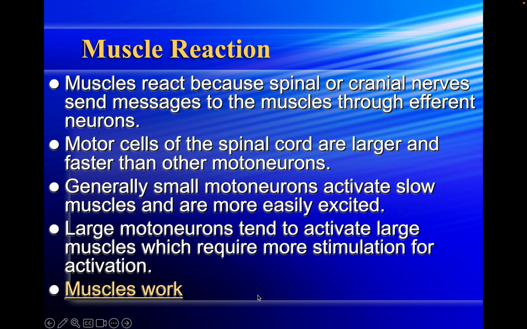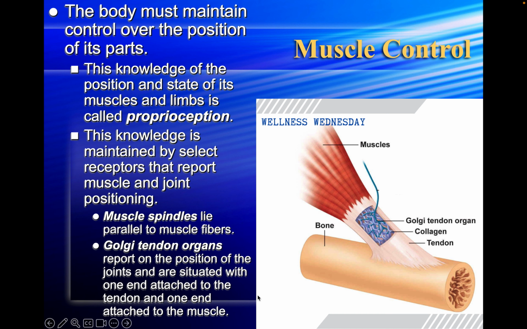Okay, that's how it works. The body must maintain control over the position of its parts. This knowledge of the position and state of its muscles and limbs is called proprioception. This knowledge is maintained by select receptors that report muscle and joint positioning. Muscle spindles lie parallel to muscle fibers. Golgi tendon organs report on the position of the joints and are situated with one end attached to the tendon and one end attached to the muscle.